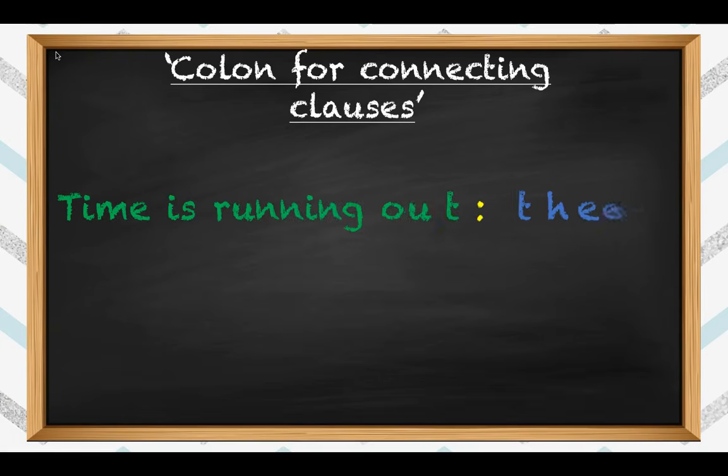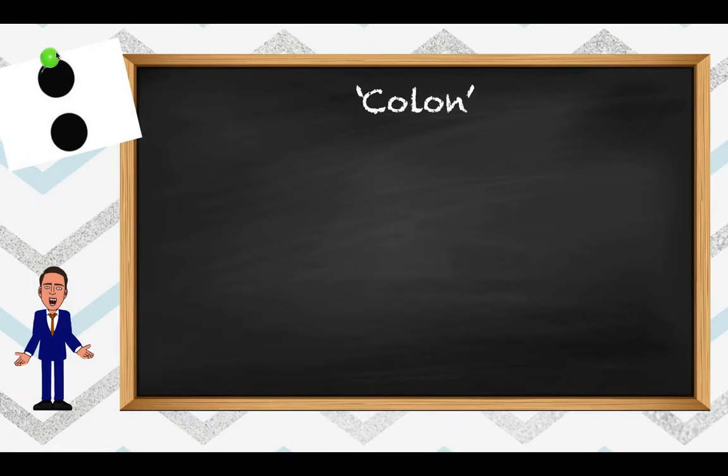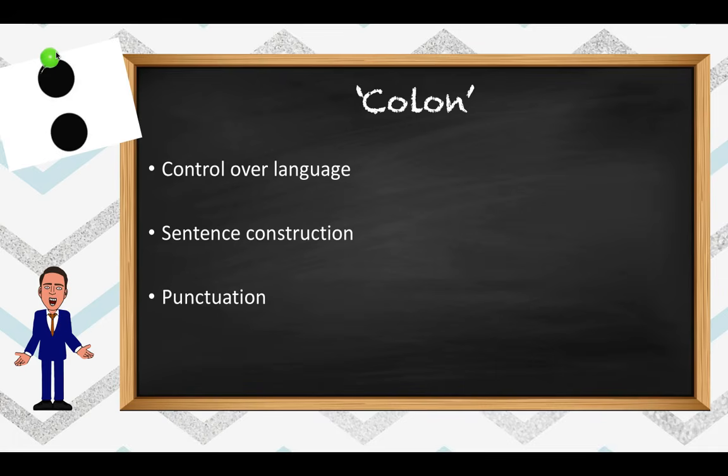So if we look at it in terms of those 2 clauses and break them up into green and blue, time is running out. The exams are supposed to start in 8 weeks. It makes it clear visually that these 2 sentences are linked together. The last way of using a colon, I think, is the most powerful. As we've seen from the mark scheme, the marks available in language and mechanics centers around your control over language, your sentence construction, and your use of punctuation. And this way of using a colon that we're going to look at now is an example of all 3 of those things.